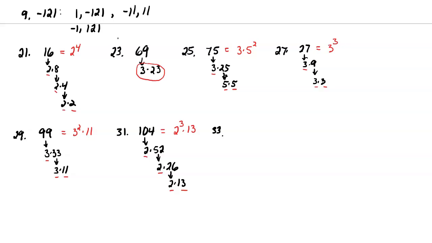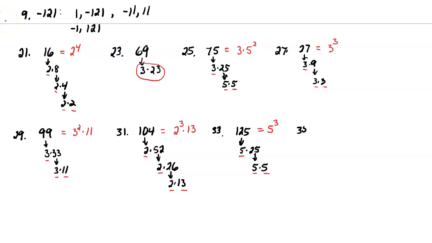Number 33. The number is 125. Well, this divides by 5. 5 times 25 is 125. And 25 divides by 5. 5 times 5. 5 times 5 times 5 is 125.